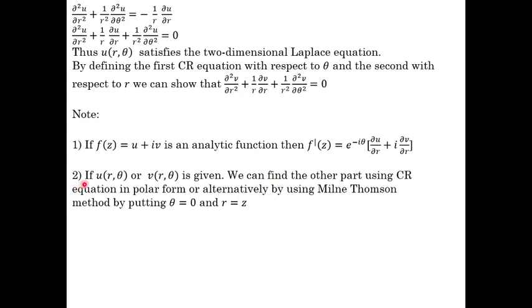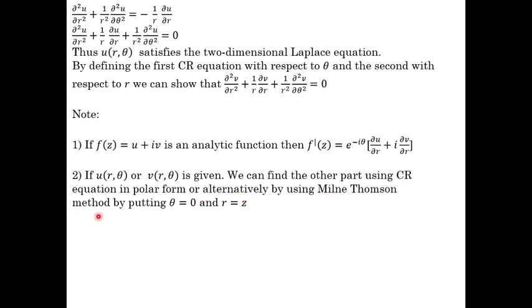And second, if u or v is given, we can find the other part using the CR equations in polar form. In the Cartesian form also we construct the analytic function and find the conjugate. If u is given, then we find v by using the total derivative formula. Here also we can apply the same thing. One is by using the CR equations in polar form. Otherwise, there is an alternative method. What is the one more method? Method 2 is nothing but the Milne-Thomson method.